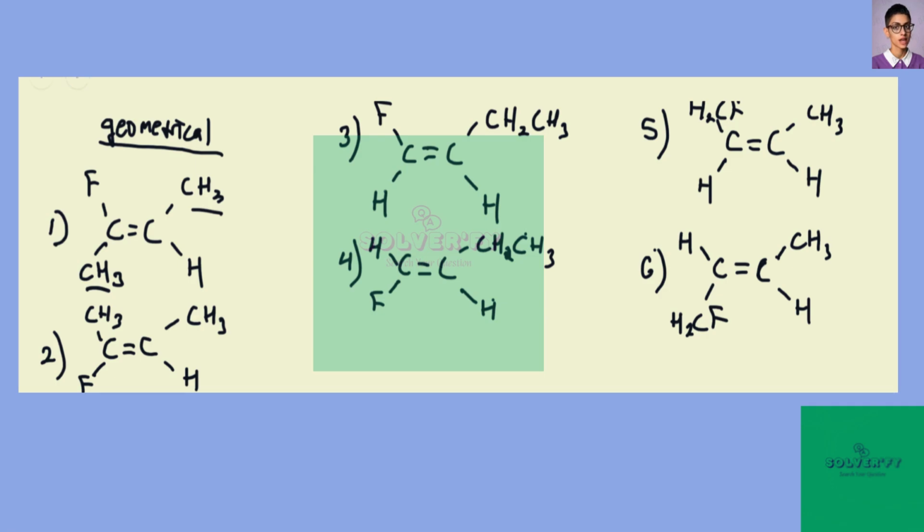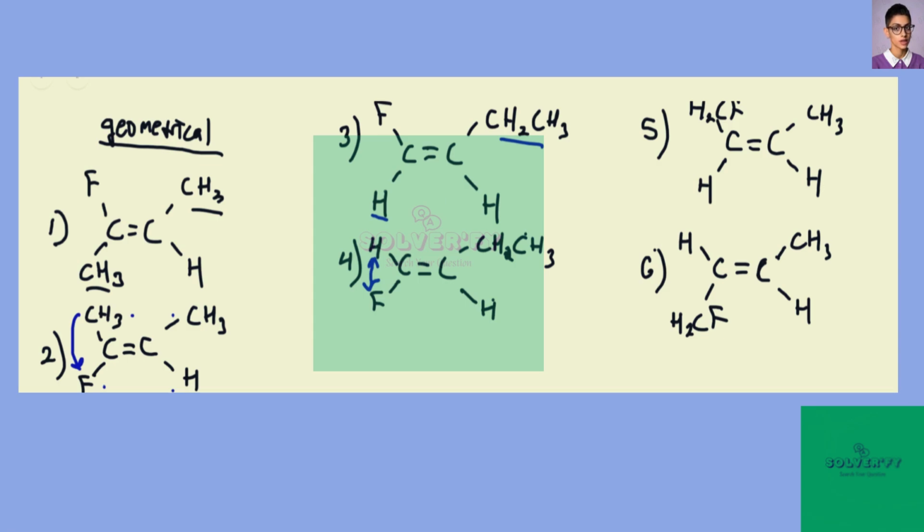For the second one, I kept the substituents the same, but I switched the location of the methyl and the fluorine to create a cis isomer, where my methyls were on the same side, and my fluorine and my hydrogen were on the same side. For number 3, I essentially did the same thing, except instead of 2 methyl groups, I went with a lone hydrogen and then an ethyl substituent. And then for number 4, I just changed the sides of the hydrogen and the fluorine.